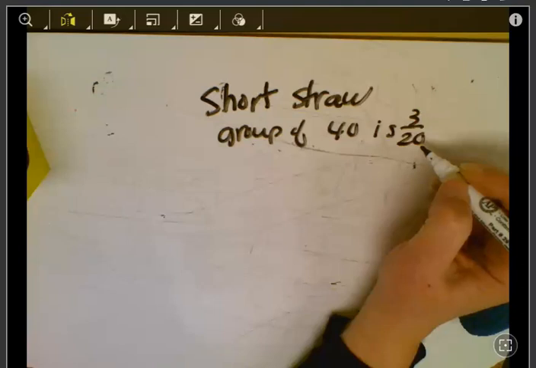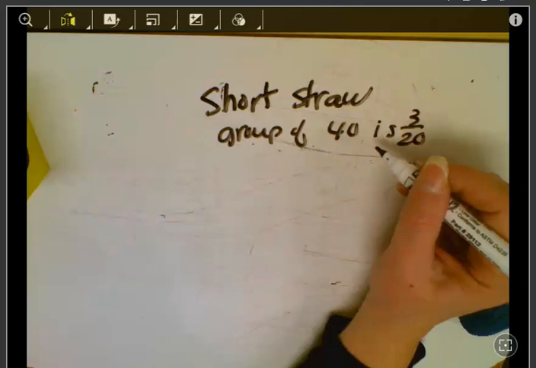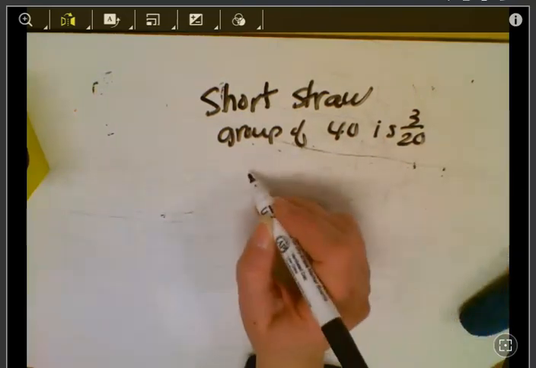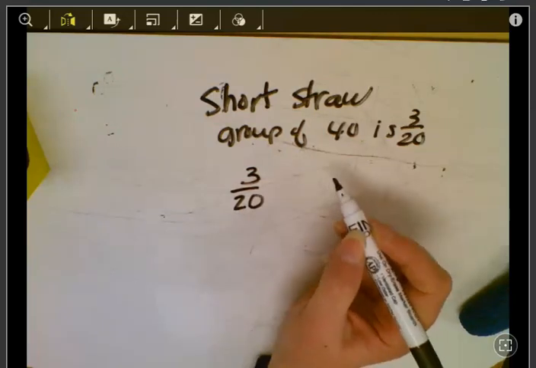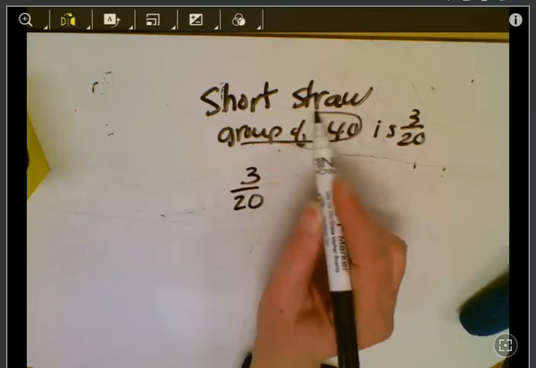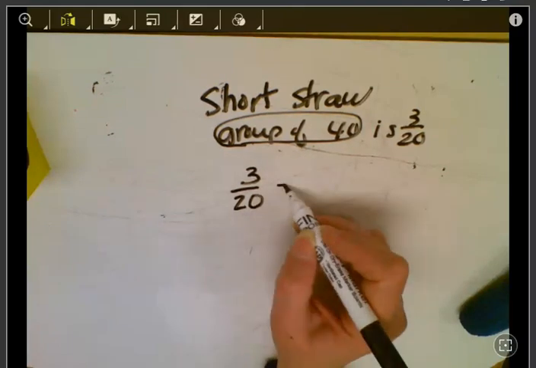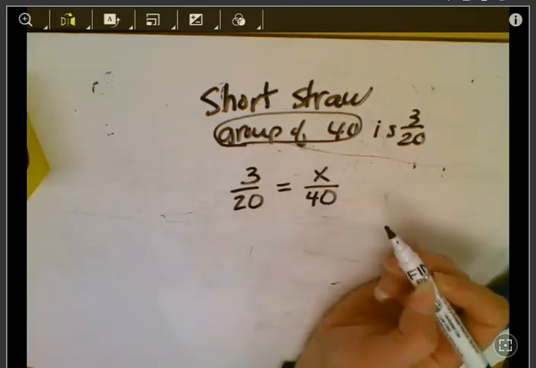So your task is to tell me, well, if I got 40 straws, what does that mean? How many short straws do I have? So this is where you can set up a ratio and say, well, if 3 out of 20 are going to be short and I have a group of 40, remember the group is the total, and in fractions the total goes on the bottom. So here is my proportion I have just set up.